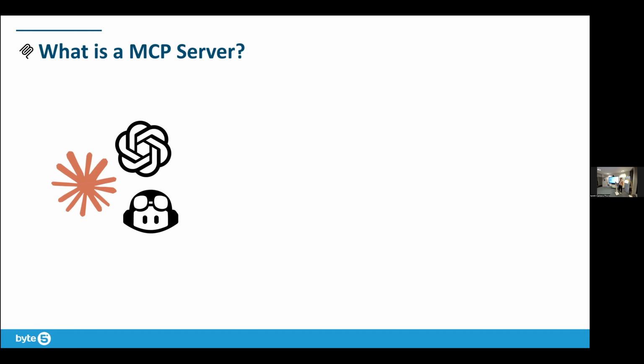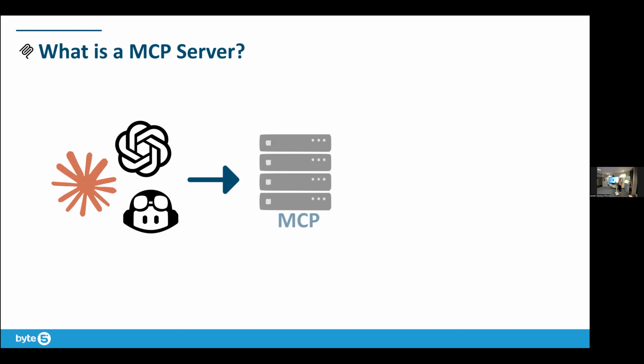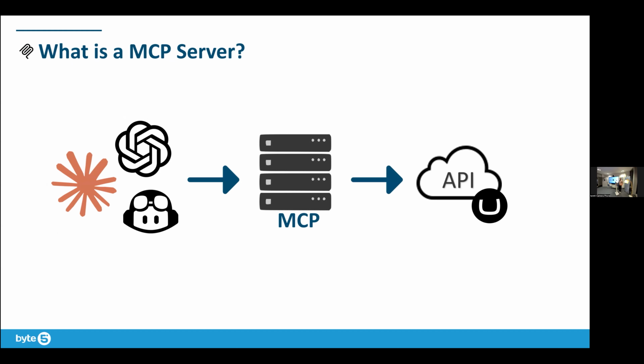So first of all, what is an MCP server? The MCP server is an open standard protocol connecting AI applications to external systems like APIs, or in this case, the Umbraco world. And it kind of acts like a USB-C port for AI, so that we have a standard protocol that most AIs can connect to our Umbraco system.